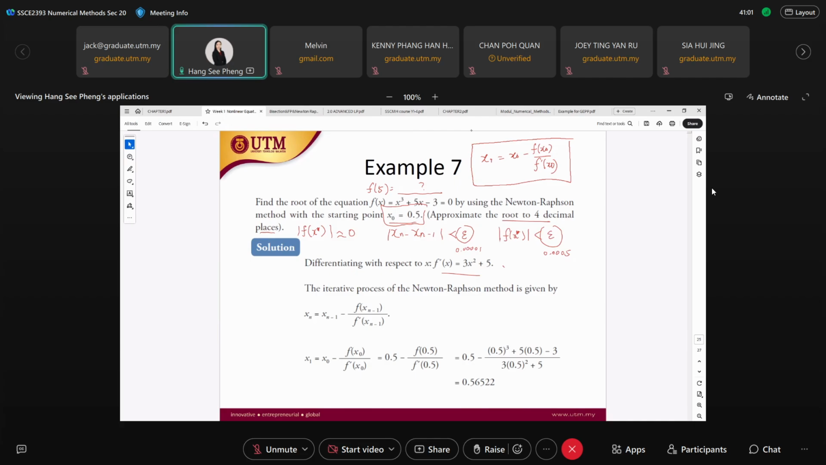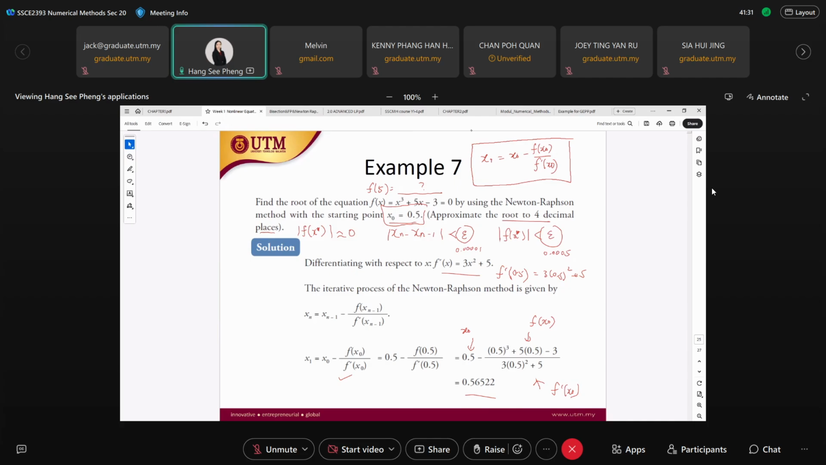Just substitute x naught, 0.5, into the f prime function. So you have 3 times 0.5 squared plus 5. So we have no problem finding these three values, which means you are able to find x1. So this is how we do it. This is the substitution for x naught, this is the substitution for f of x naught, and this one is f prime of x naught. So we got the first x value. This is the detailed steps.